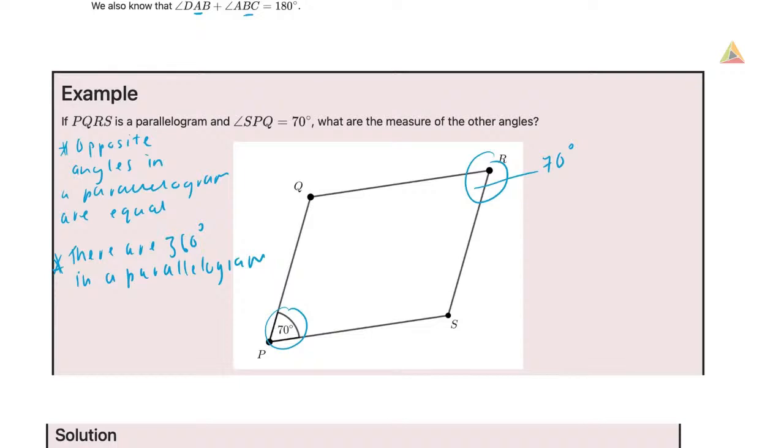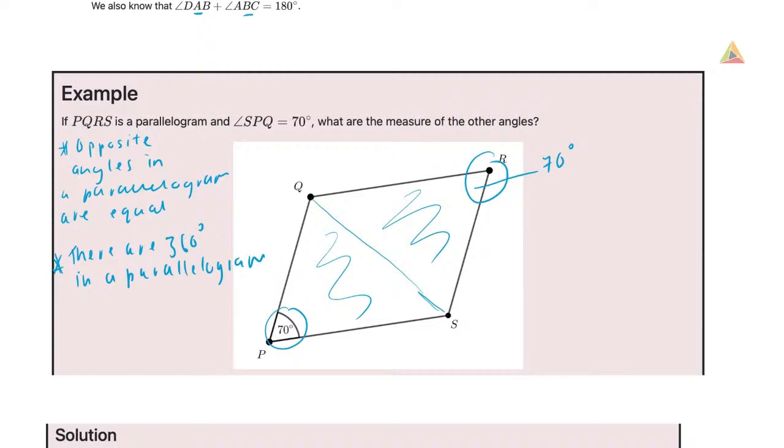If you were to bisect, so I'm just going to draw a line here, if you were to bisect that parallelogram, you have two triangles. You have this triangle and you have this triangle. There's 180 degrees in one triangle and there's 180 degrees in another triangle, which means there's 360 in total.